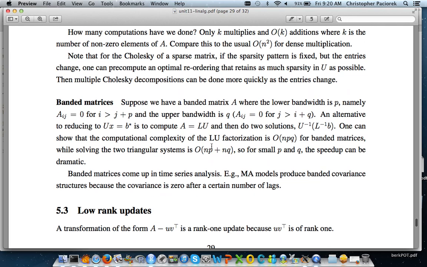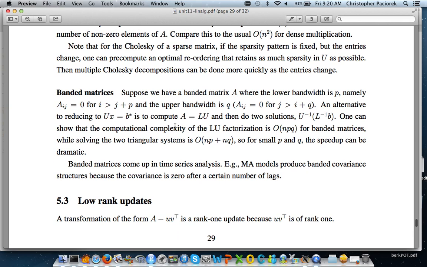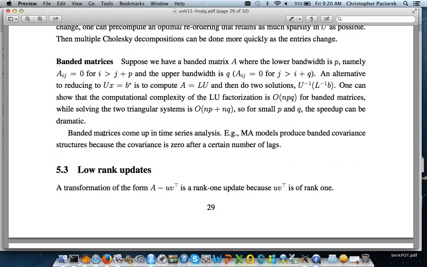I don't think I'm going to say anything about this in particular, but like I said, there is this idea of banded matrices, and you can often do things quite quickly with banded matrices. One place that banded matrices come up is in time series. For example, if you have a moving average model, you end up with banded matrices.